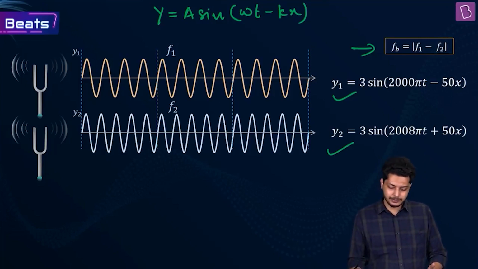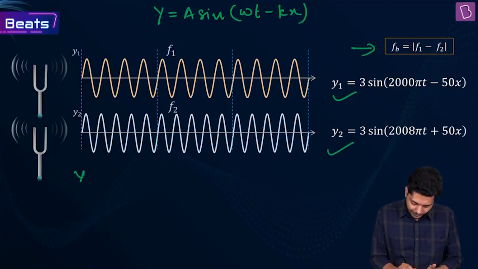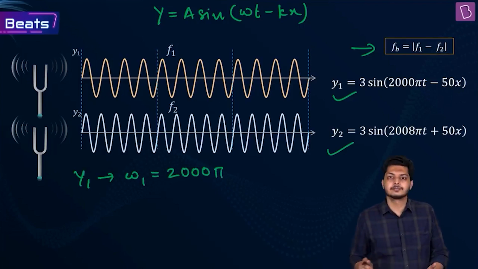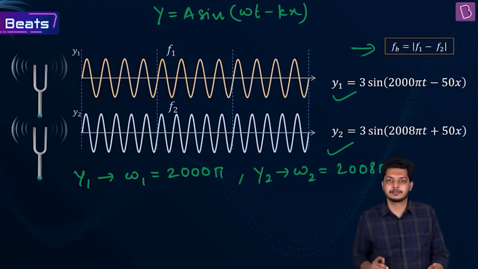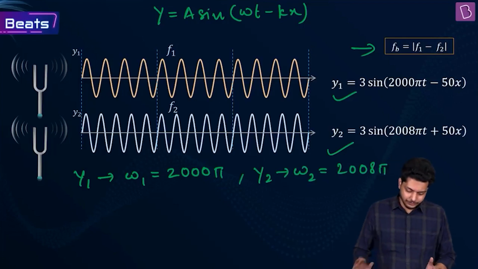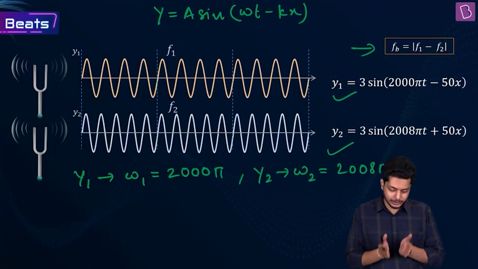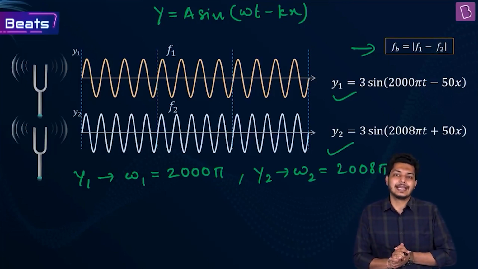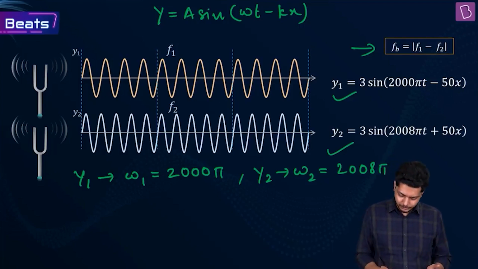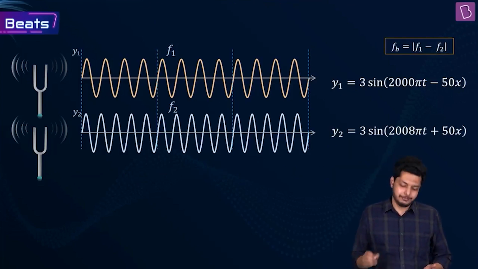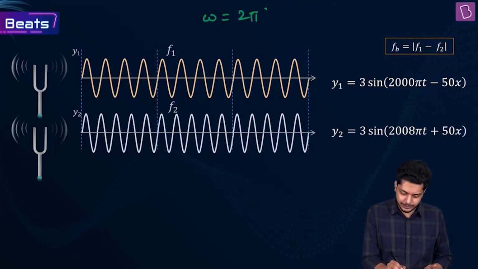Now, if we compare the equation of the first wave with this general equation, we can say for y1, omega 1 is equal to 2000 pi. And for y2, omega 2 is equal to 2008 pi. So we have figured out that omega 1 is equal to 2000 pi and omega 2 is equal to 2008 pi. Can we calculate F1 and F2 from here? Of course, because we know that omega is equal to 2 pi f.